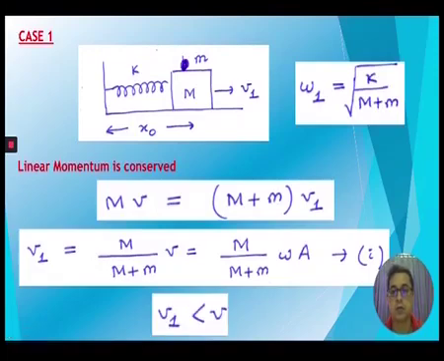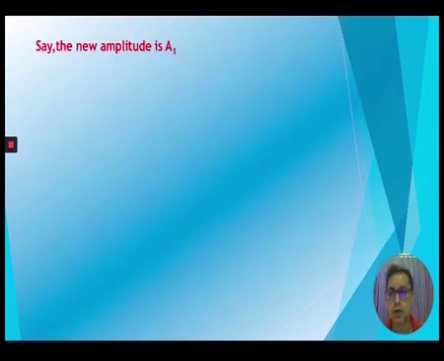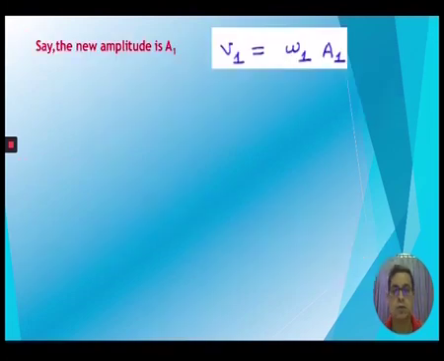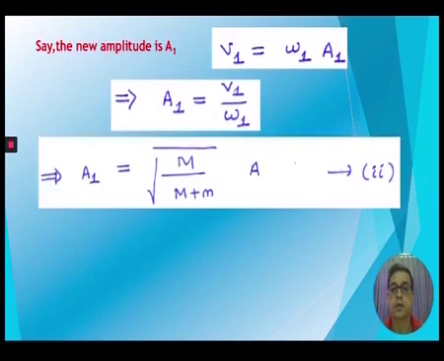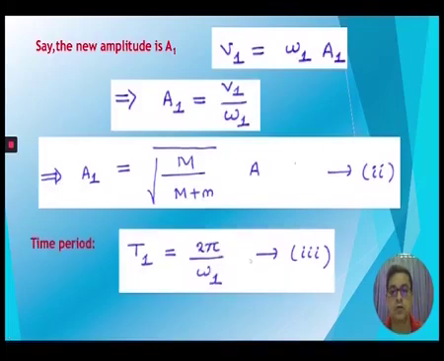Okay, that one information we obtained. And another one is the new amplitude is a1, so therefore v1 I can write in terms of amplitude as omega 1 into a1. Alright, so then a1 you can find out as v1 divided by omega 1, and you already have worked out what is v1. Using these previous relations we can find out a1 in terms of the initial amplitude in the original thing. So this is what you have, a1 is equal to square root of capital M divided by capital M plus small m, and time period is 2 pi by omega 1.